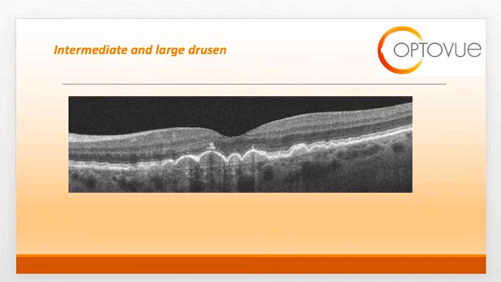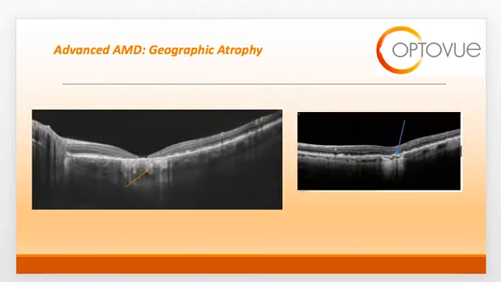This next slide shows a combination of intermediate-sized drusen and large drusen. Intermediate drusen are 63 to 125 microns in size, whereas large drusen are 125 microns or greater. The advanced stages of AMD include geographic atrophy and choroidal neovascular membrane. Let's first look at geographic atrophy.